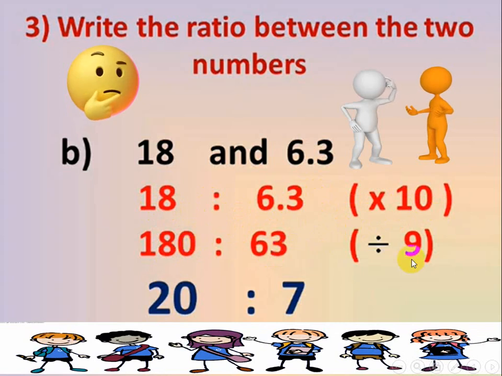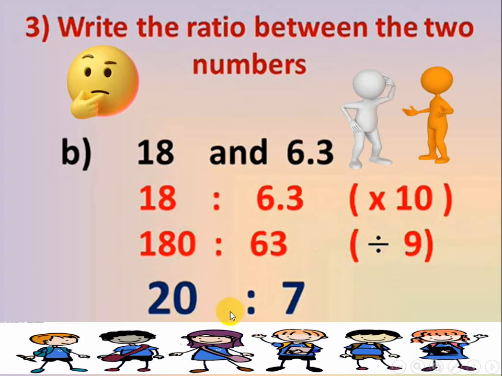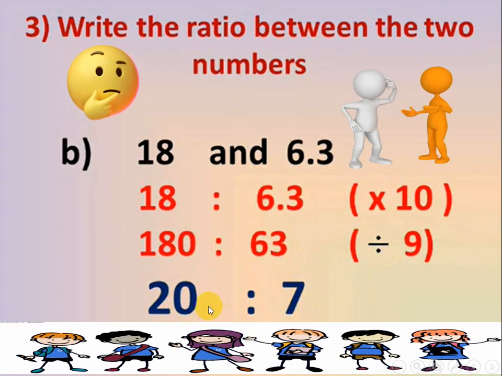Divided by 9. They are divisible by 9. 180 divided by 9 equals 20. 63 divided by 9 equals 7. 20 and 7 are in the simplest form. There is no common factor between them. So the ratio will be 20 to 7.